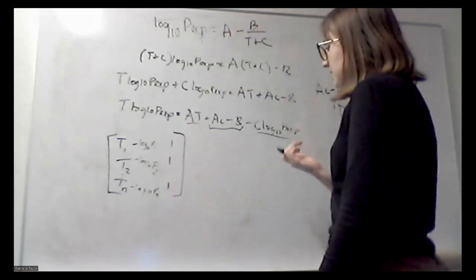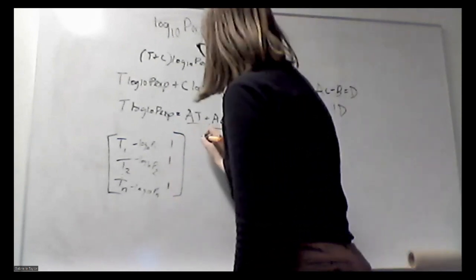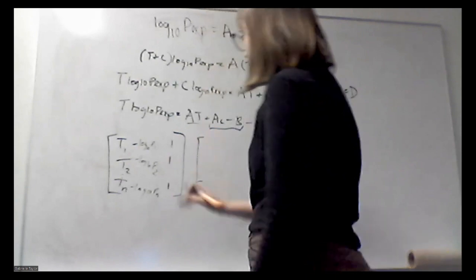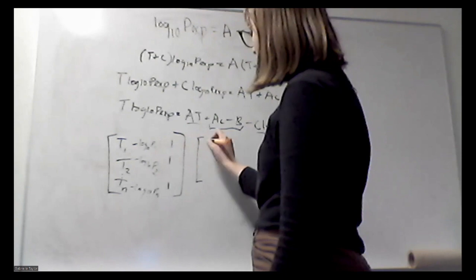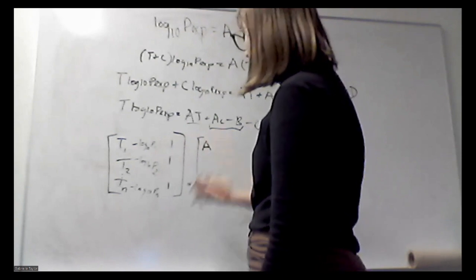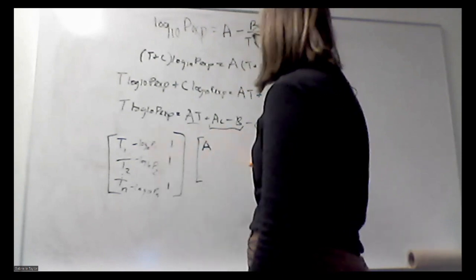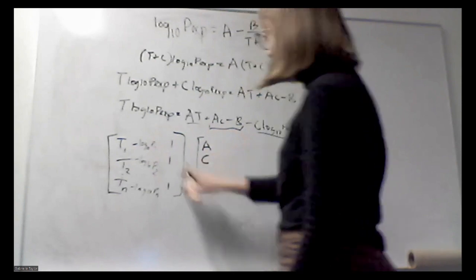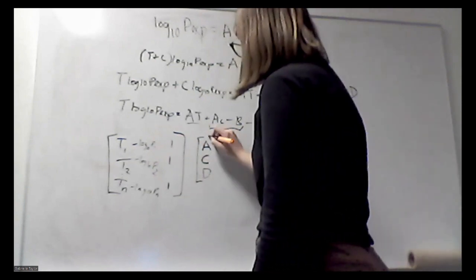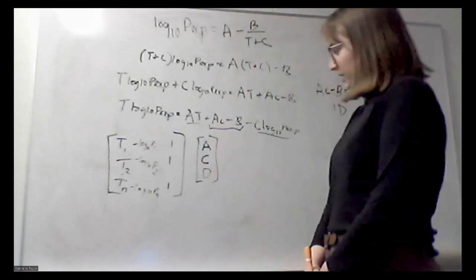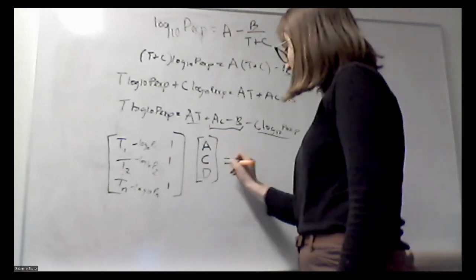So next is our variables. So we're going to multiply this by this. Well, these two are going to multiply. And this is going to be A at the top. And the next one is going to be C, because we have it here. And our next one in our one column is going to be D. Okay.